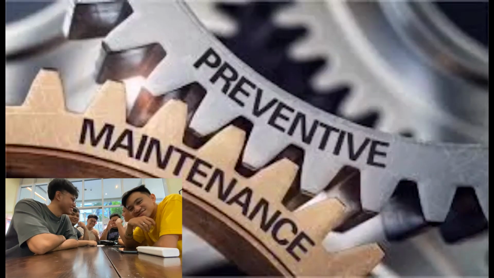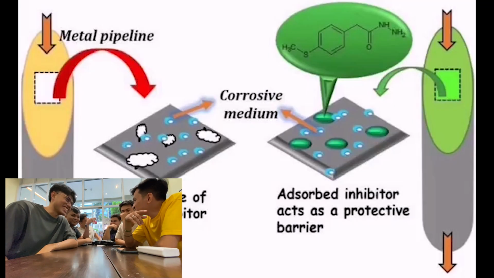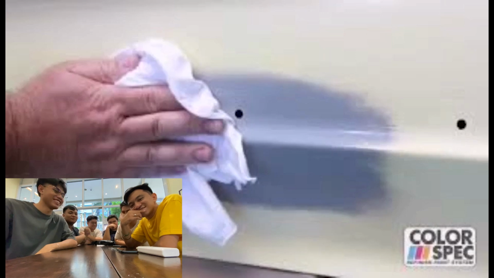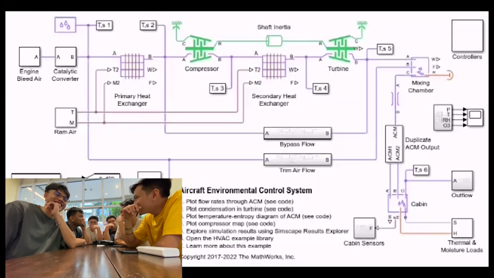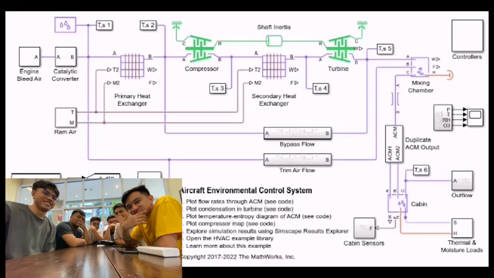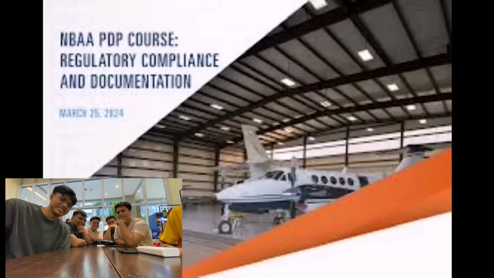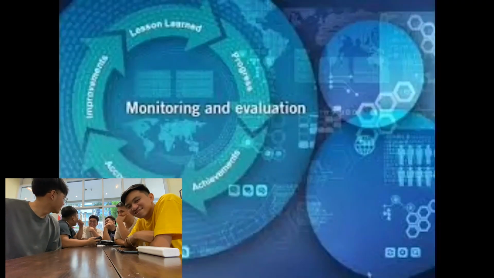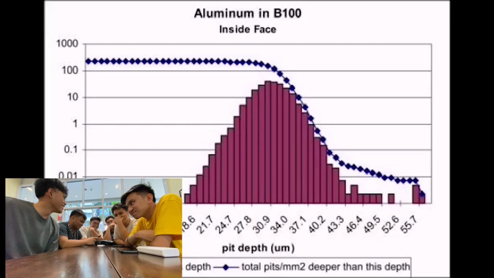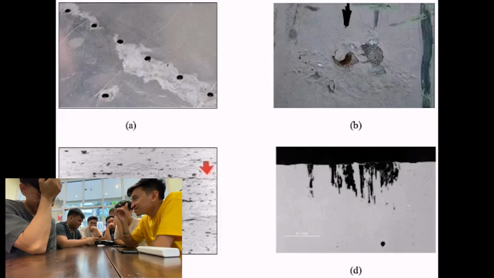4. Preventive maintenance. Preventive maintenance procedures, including cleaning, applying corrosion inhibitors, and repairing damaged coatings, are performed to minimize corrosion risks. 5. Environmental control. Hangars equipped with climate control systems maintain optimal conditions to reduce the risk of corrosion when aircraft are not in use. 6. Corrosion prevention programs. Aviation operators implement comprehensive programs outlining procedures and best practices for managing corrosion risks. 7. Data monitoring and analysis. Corrosion data is continuously monitored and analyzed to track corrosion rates, identify trends, and refine maintenance strategies.